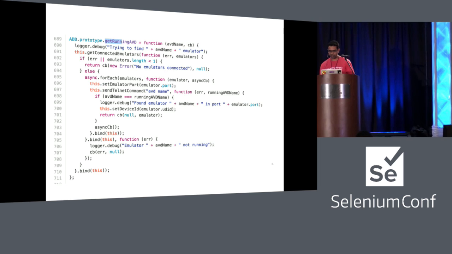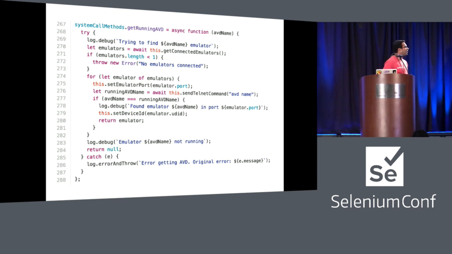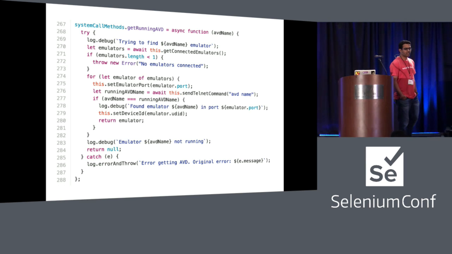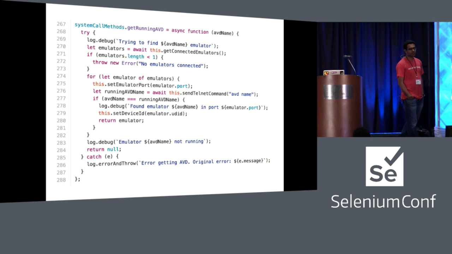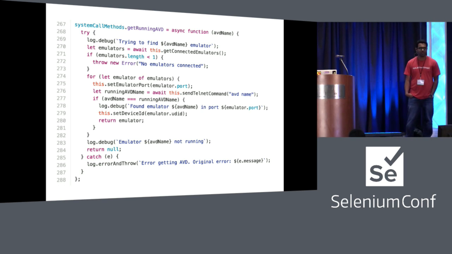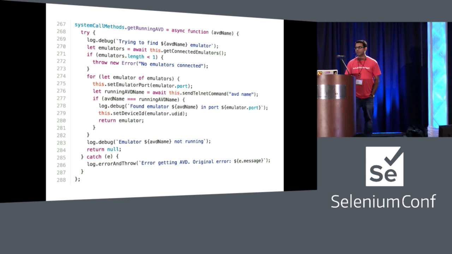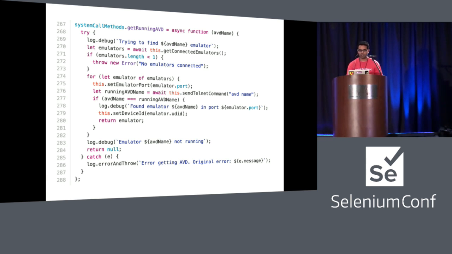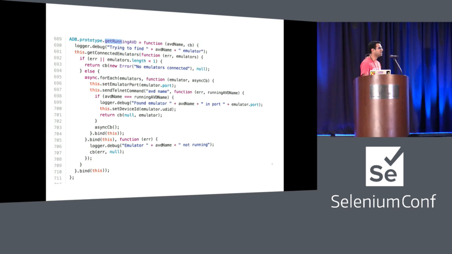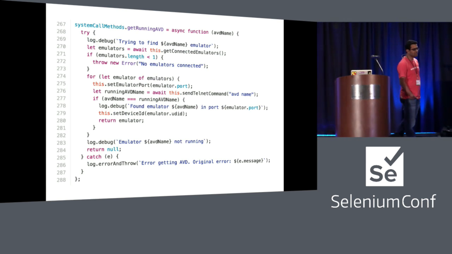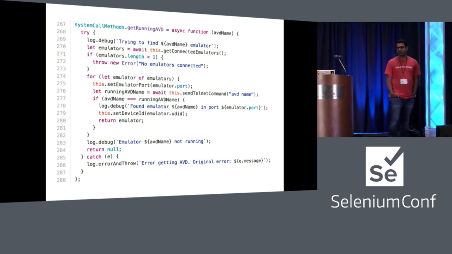In ES 2015, it's more intuitive to read. What it's doing is just trying to get all the emulators that are running on your system. If it matches, it returns, or else it throws an error. That's what it is doing. But in the earlier code, it's so hard to read. So one of our objectives is to make the code easy to read. That means if there's a bug, you can go and fix it, right?